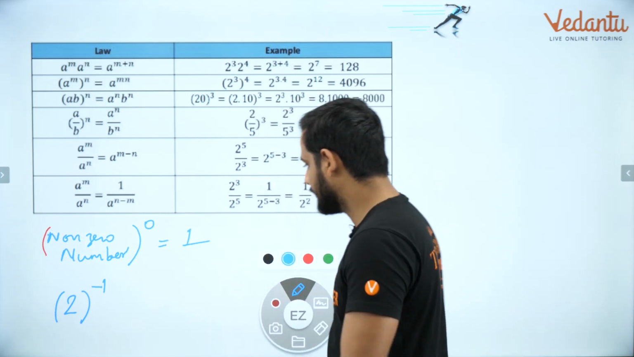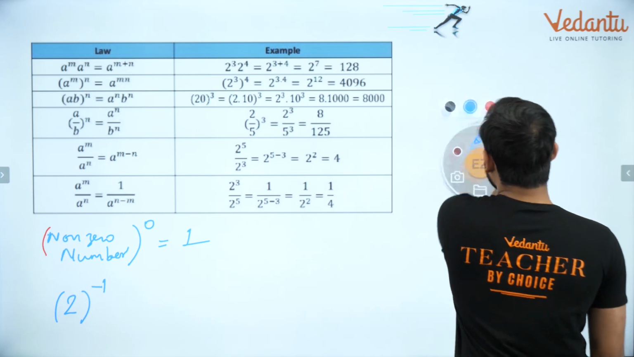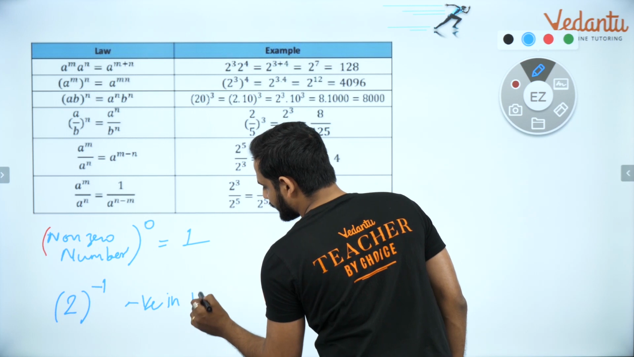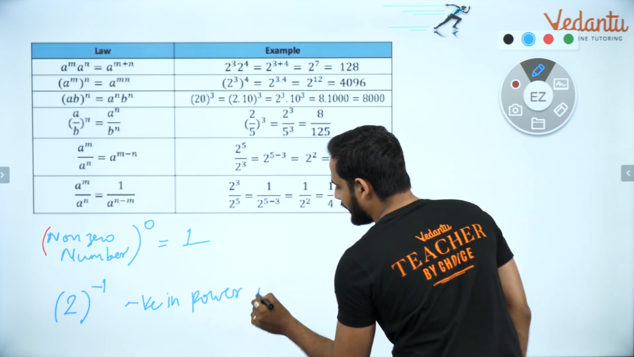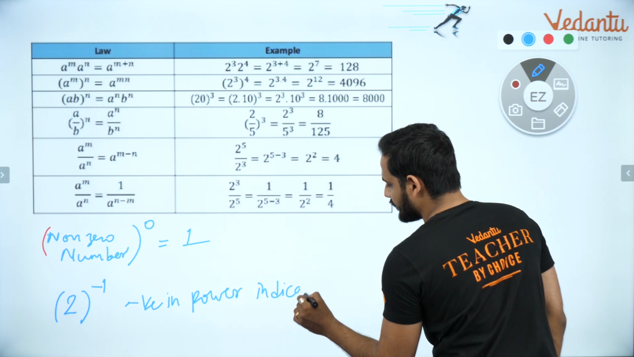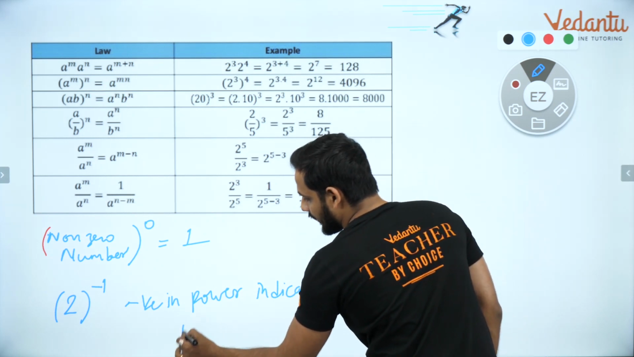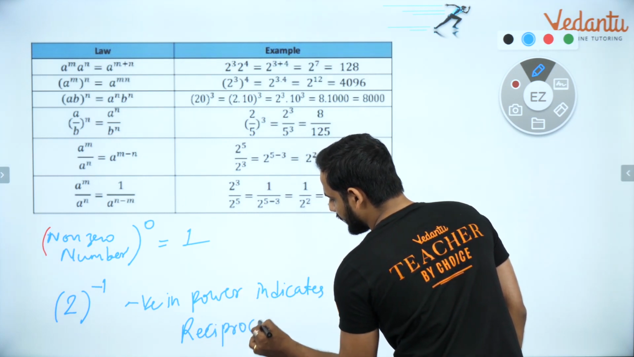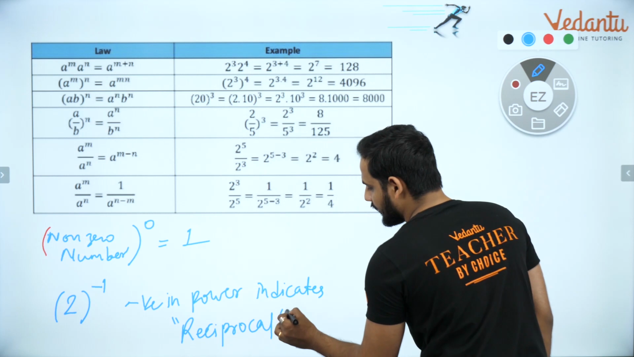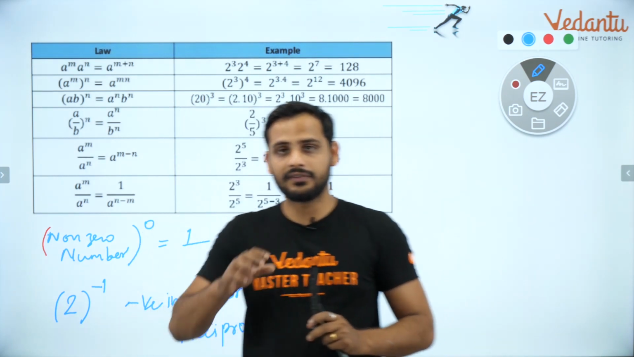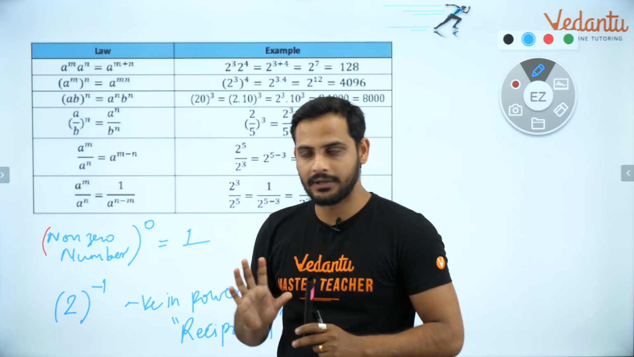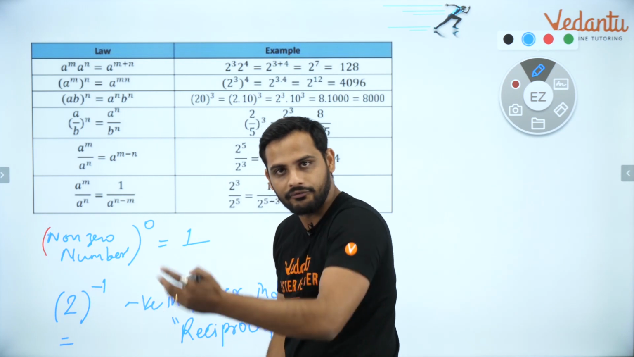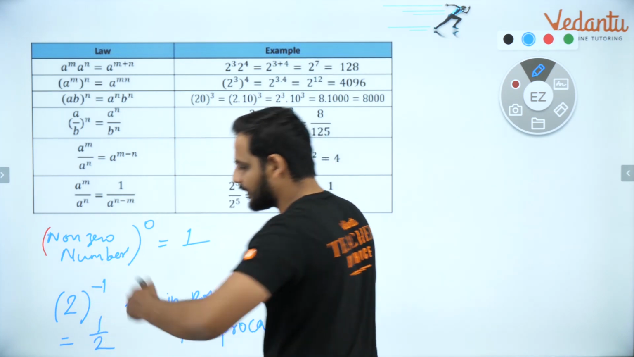What does this negative in power indicate? Remember the saying, reciprocal. Negative in power indicates reciprocal. First concept: if you have something negative in the power, that means you can reciprocate and remove the power. So 2 raised to the power minus 1, I can write it as the reciprocal of 2, you will get 1 by 2 raised to the power 1, that is 1 by 2 only.